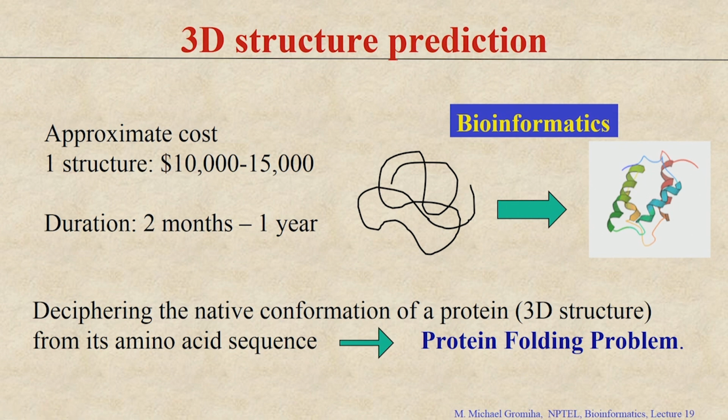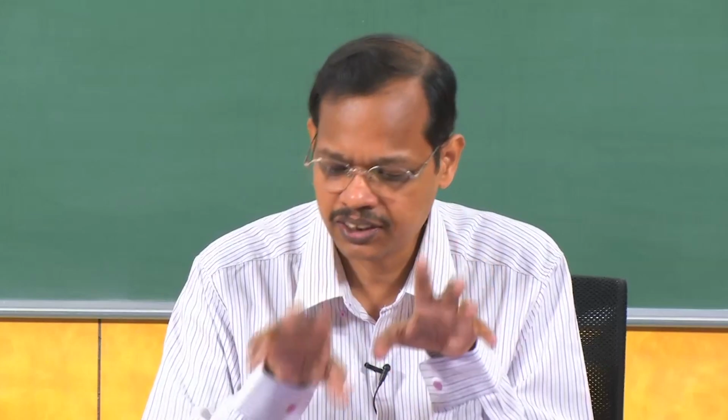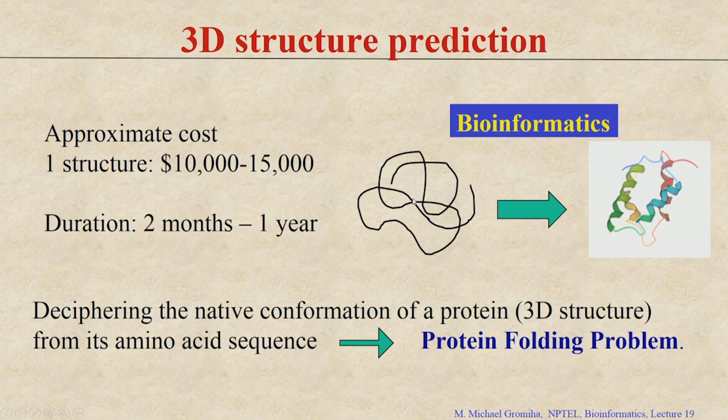Deciphering the native conformation of the protein from its amino acid sequence is called the protein folding problem. In 1963, Anfinsen stated that the amino acid sequence contains the information regarding the structure, so it may be possible to get the 3D structure from just the amino acid sequence. So, what is the protein folding problem? It is getting the 3D structure of a protein from just its amino acid sequence.